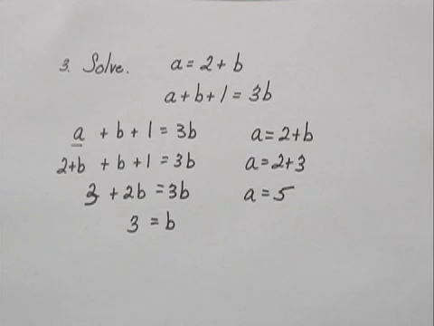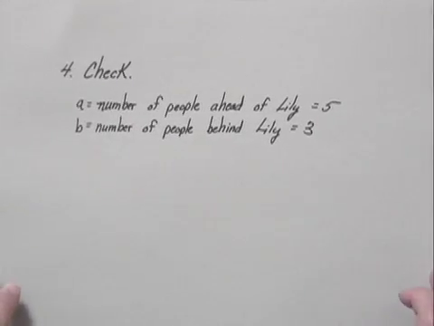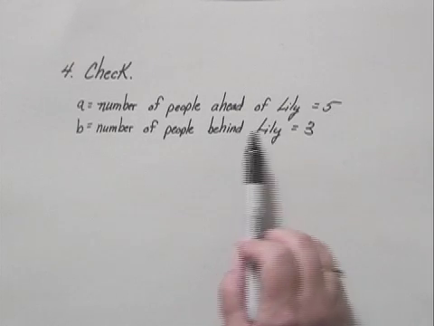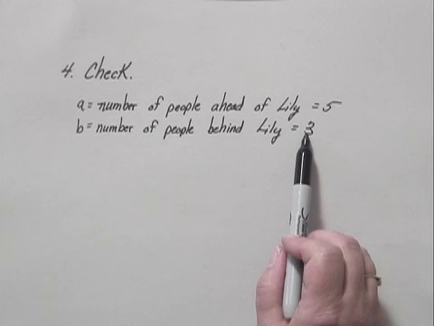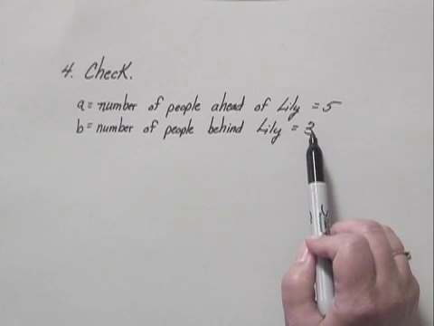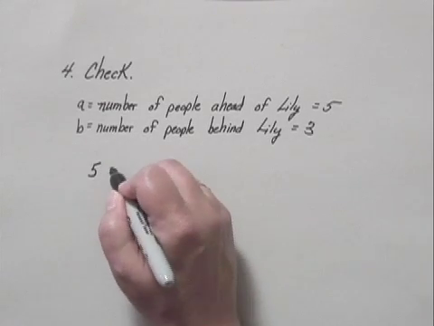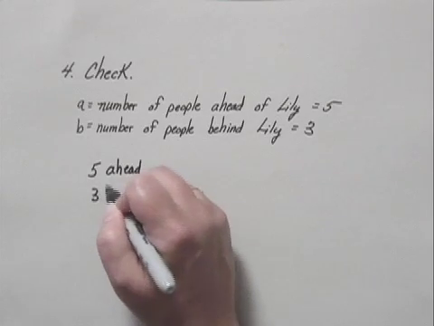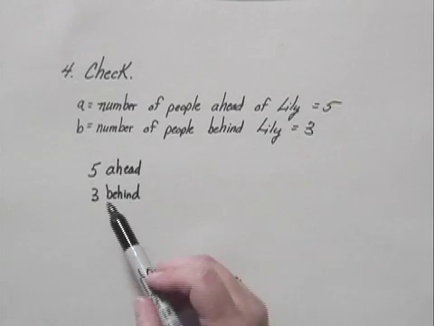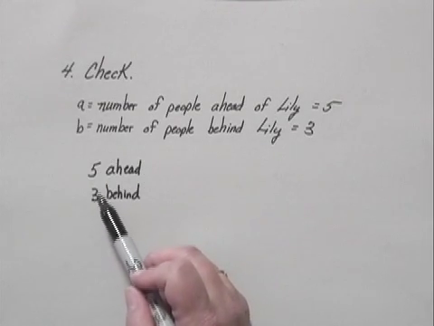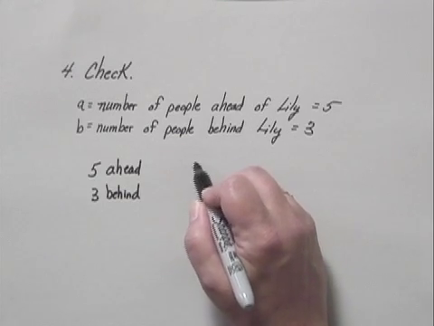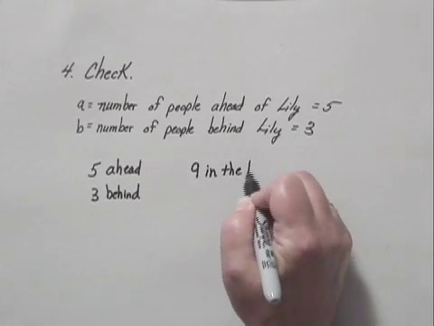Now remembering what A and B stood for, A represented the number of people ahead of Lily, which was 5, we found. B, the number of people behind Lily, which is 3. Let's check those answers. If there are 5 people ahead of Lily and 3 people behind Lily, 5 ahead, 3 behind, then the number of people ahead of her, is that 2 more than the number behind her? Well, 3 plus 2 is 5. That checks. In the entire line, there were 5 plus 3 plus 1, or 9 in the line.